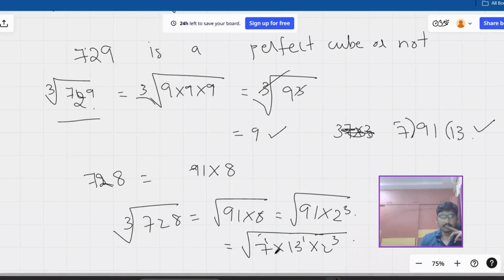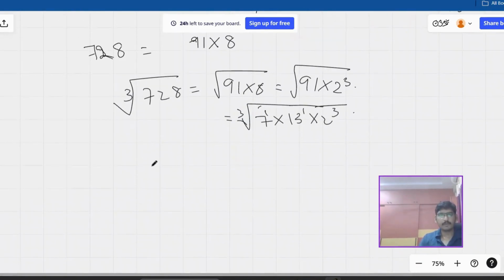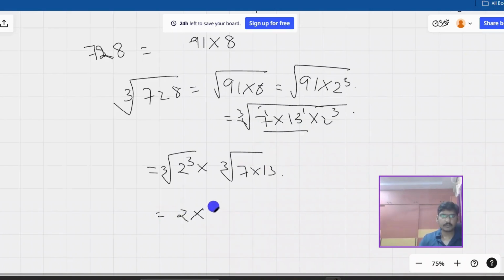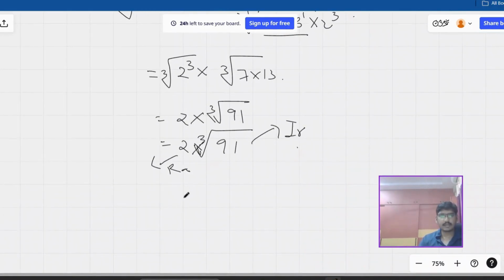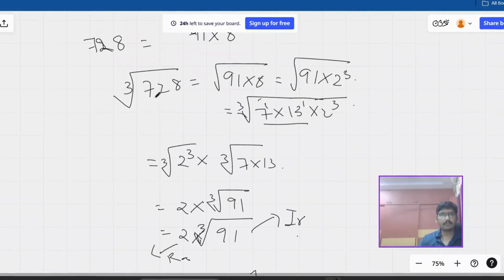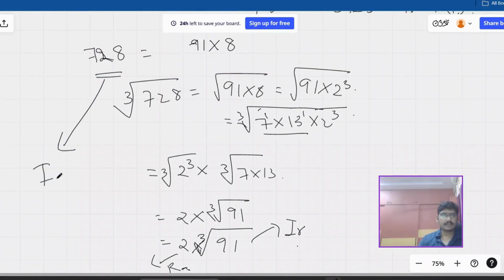Here individually the numbers exist, but only the cube root of this number exists, right? You can write this number as 2 into cube root of 2 cube into cube root of these two numbers, that means 2 into cube root of 91. Here is the multiplication of a rational number and an irrational number. This is irrational and this is rational. So the multiplication of a rational number and an irrational number results in an irrational number. Thus cube root of 728 is irrational.